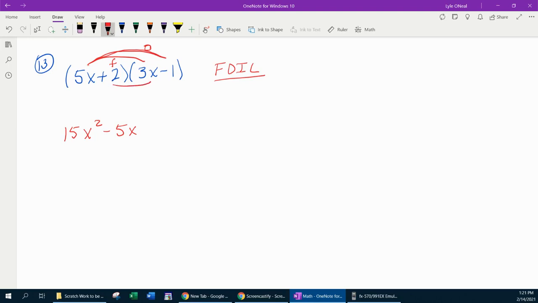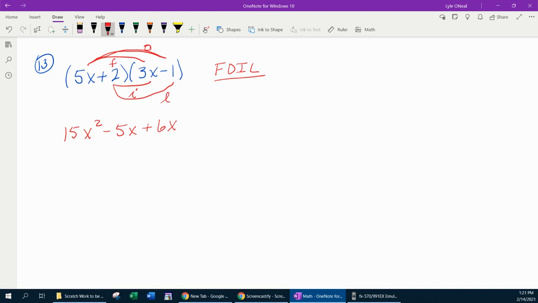So we're going to do 2 times 3x. Multiply the coefficients. 2 times 3 is 6. And then the 3 is the only x that exists, so the x comes down. And notice that those two terms are on the inside. Those are the inner terms. And then the 2 gets to distribute to the negative 1. And those are the last ones we do.